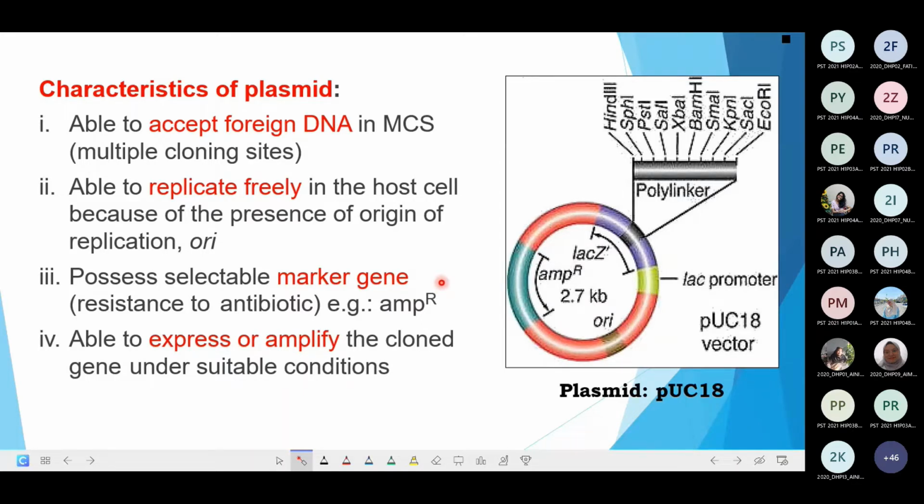And this is another characteristic. It is able to express or amplify the cloned gene under suitable condition. So this is one example of plasmid. One example of the cloning vector will be the plasmid, and actually there will be many types of plasmid. So this is a specific example of a plasmid. We call it the pUC18. pUC18.